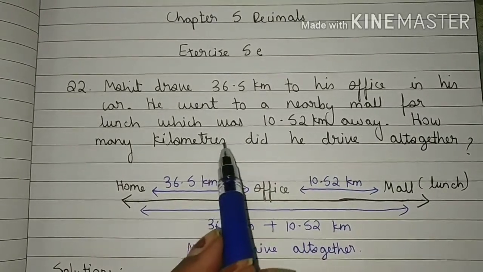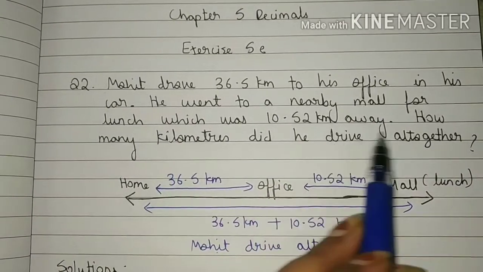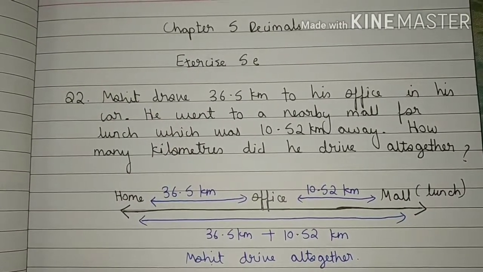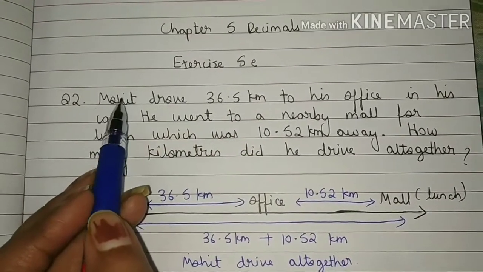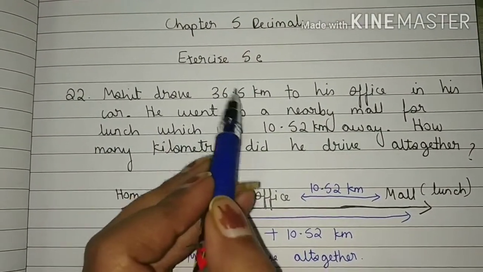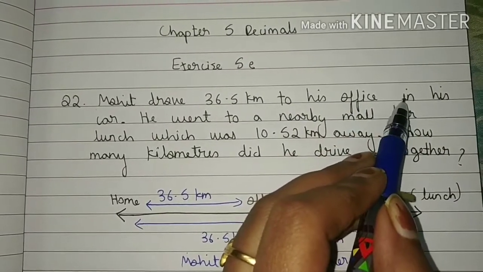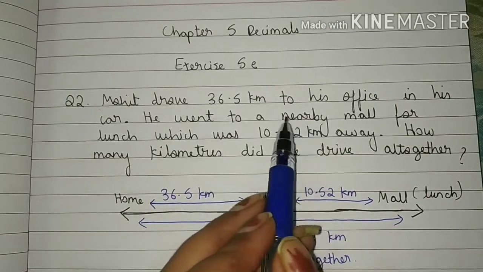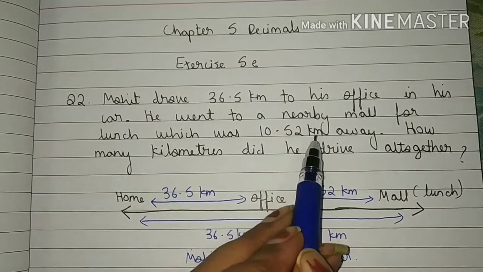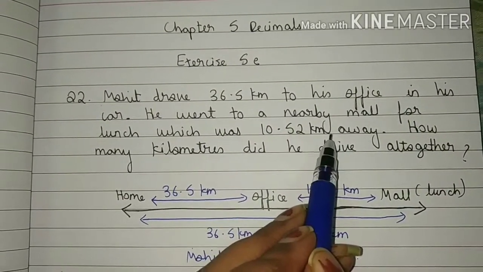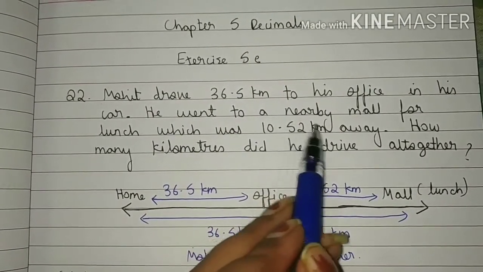Now students, in this question, you have to find out the total kilometers Mohit drives altogether. In this question, we will do addition because Mohit drives a car 36.5 km when he goes to his office. After that, again he drives a car when he goes to a mall for lunch, that is 10.52 km. So overall, he drives a car 36.5 km and 10.52 km.